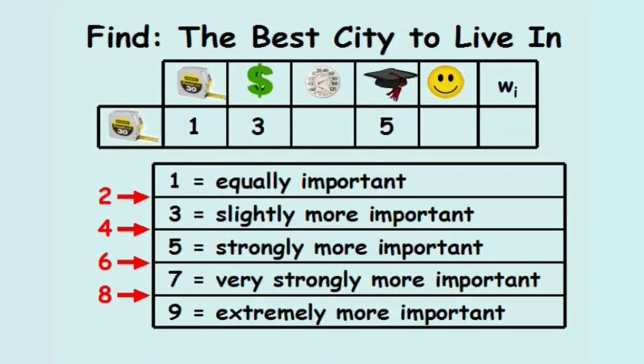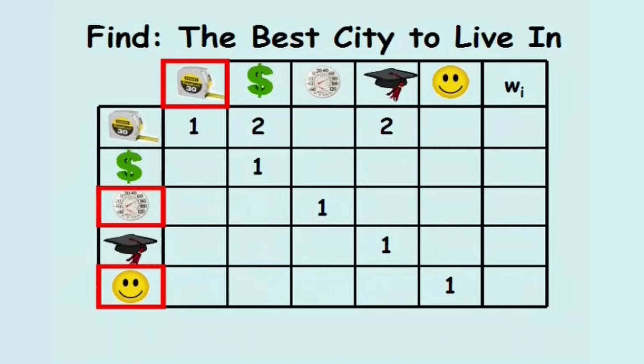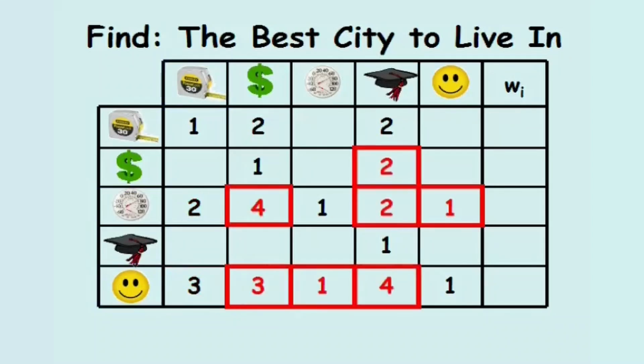Instead of using 3 and 5 as before, we'll change the previous values to 2 and 2, indicating that the distance is barely more important than the cost of living or education. If comfortable climate and quality of life are more important than the distance from Philadelphia, then a positive integer will be inputted in the comfortable climate and quality of life rows for the distance from Philadelphia column. The remaining values, which indicate greater importance, are entered into the cells.